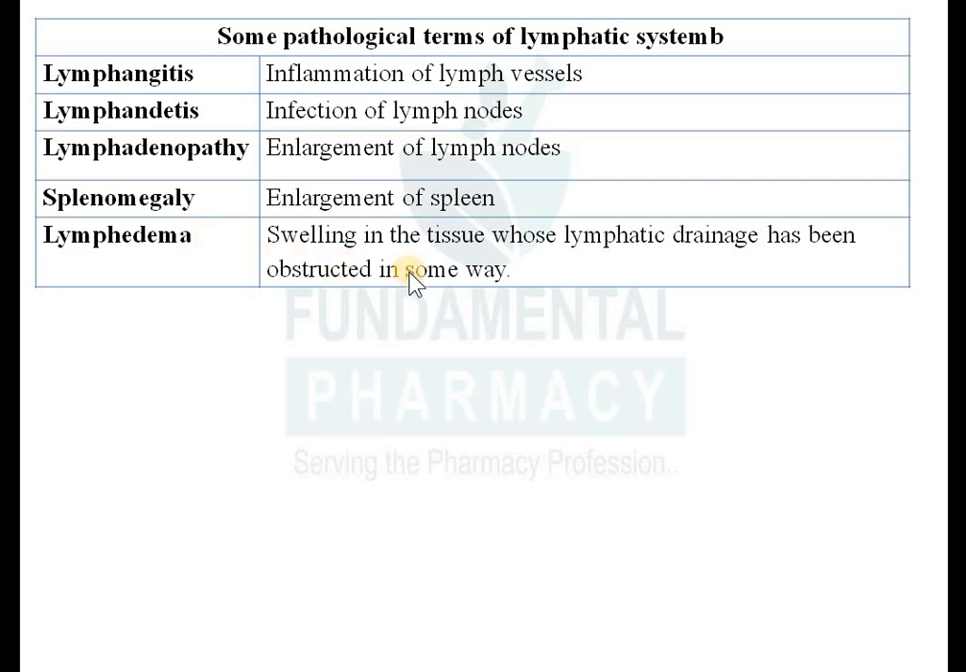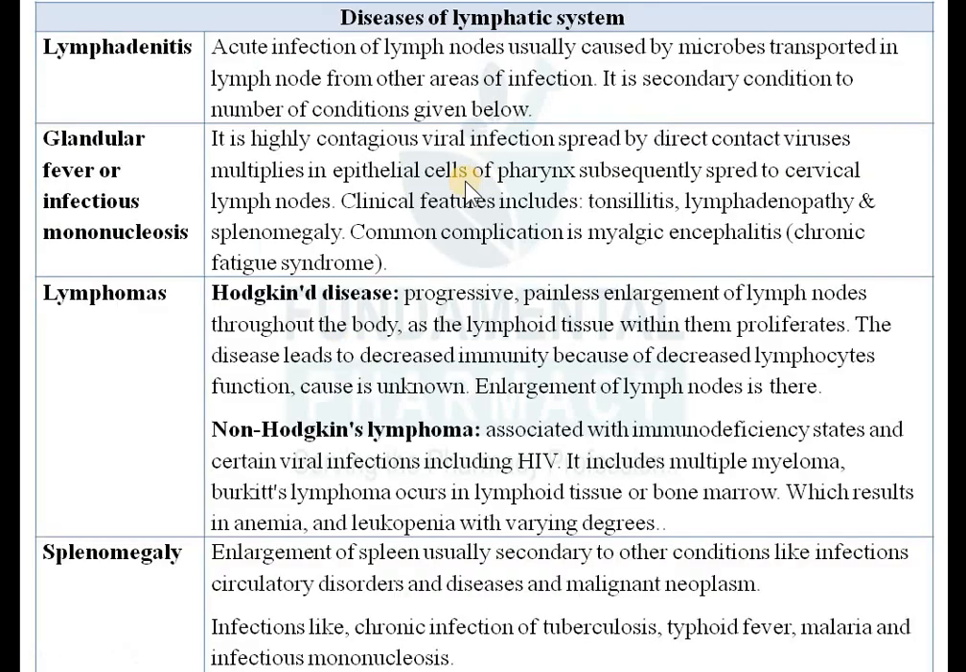So swelling of lymph tissue or lymph node, because of blockage of lymphatic vessel. So swelling in the tissue whose lymphatic drainage has been blocked or obstructed in some way will lead to lymphoedema. That will increase the size of lymph vessel or lymph gland, and that will give you lymphoedema. This is related with the lymphatic system.